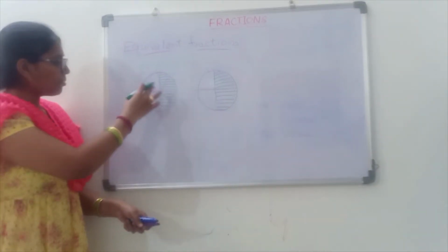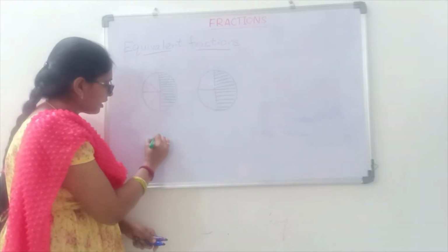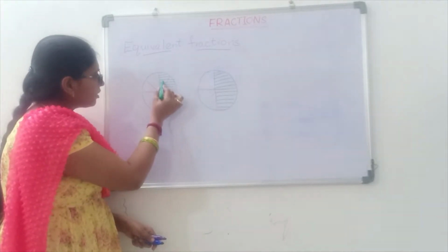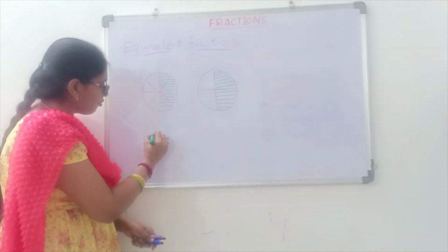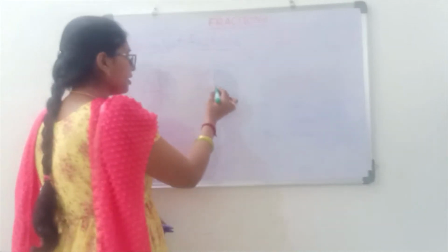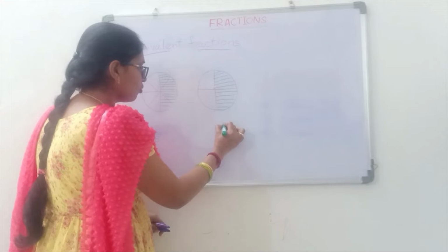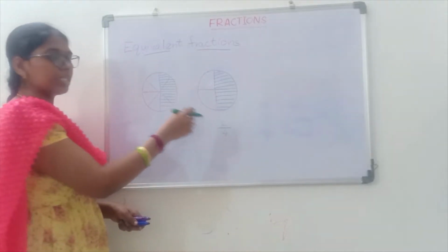Children, tell me the fraction for the green part. Total number of parts are 8. We write it in the denominator. And the shaded region is 1, 2, 3, 4. 4/8. So 4/8 part is in green here. And here total number of parts are 4. The shaded parts are 2. It is 2/4. 2/4 is in green here.